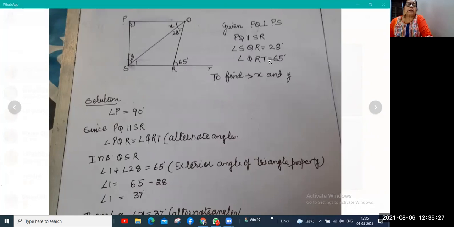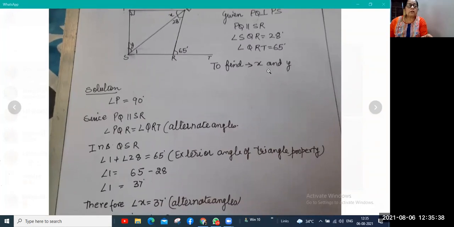QS. Alternate angles mean one to the left-hand side of the transversal, another to the right-hand side of the transversal. So now we will take triangle QSR. In triangle QSR, angle 1 plus 28 will be equal to 65 degrees, because the sum of the interior opposite angles is equal to the exterior angle of the triangle. I have written here the exterior angle of the triangle property. We have to calculate angle 1. So angle 1 will be equal to 65 minus 28. Therefore angle 1 has come 35.